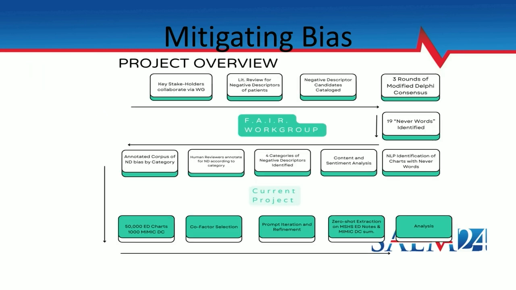So the overview of the project looks like this. Essentially, we created a work group. We looked through the literature for negative candidate descriptors. We also brought in our patients and social workers, our other advocates for our stakeholders, and had them supply what they thought would be negative descriptor candidates. And then we voted on these in multiple rounds till we got consensus with everyone that was there.